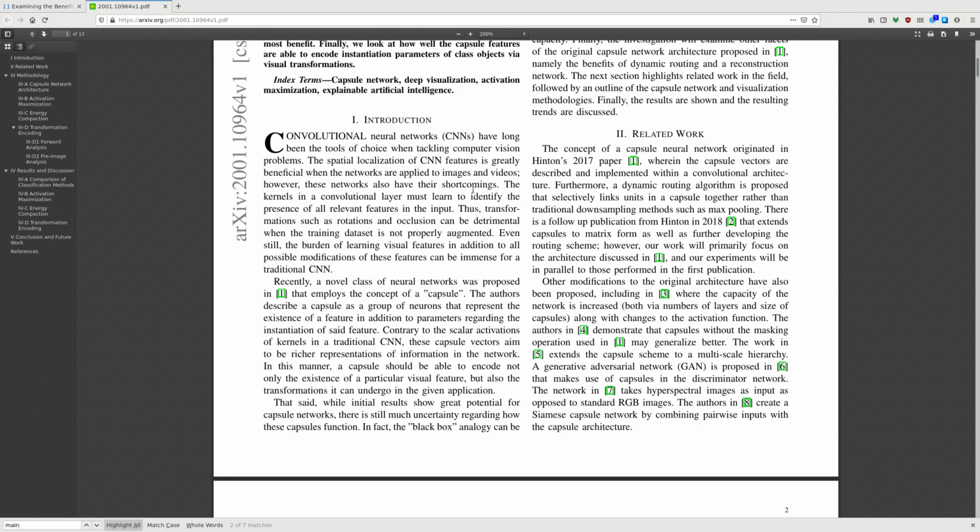So if you restrict the function space for the neural network, it should be easier. You should need less data to train this network. Okay, end of my summary, and I continue reading.